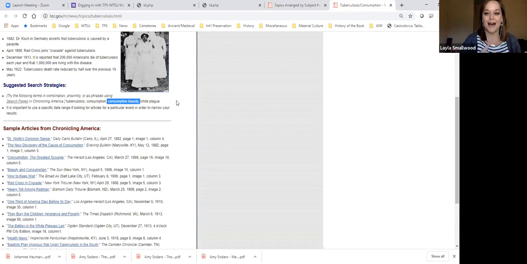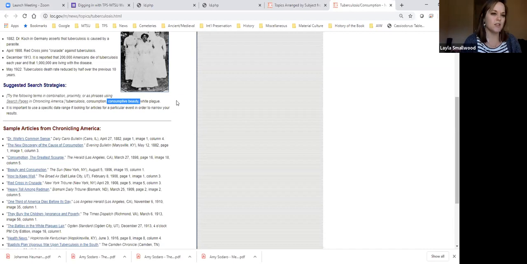So consumptive beauty, when you type that into your search bar, on Google, you're going to get a ton of interesting stuff, as well as in Chronicling America. The thinness, the pale skin that made your veins pop out, your rosy cheeks and sparkling eyes, your red lips, those are actually all signs of a constant low-grade fever, but those were considered beautiful, the ideal beauty for a proper lady at the time, and the appearance that they would have on their deathbed when dying from tuberculosis. So it's interesting to see that term there.